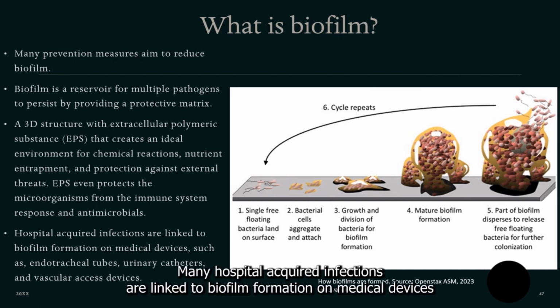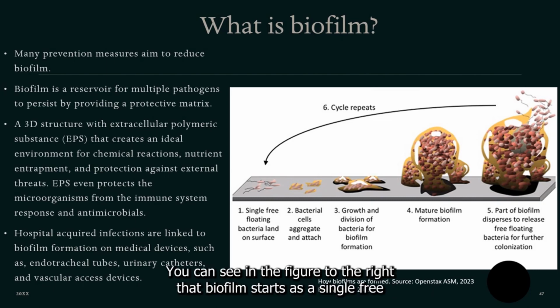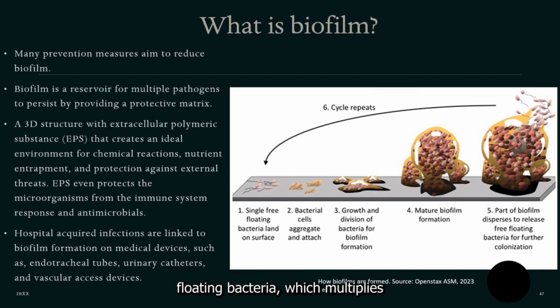Many hospital-acquired infections are linked to biofilm formation on medical devices, such as endotracheal tubes, urinary catheters, and vascular access devices. You can see in the figure to the right that biofilm starts as a single free-floating bacteria, which multiplies and grows and starts biofilm formation. The biofilm matures and then breaks apart, releasing colonies to colonize in other areas of the body.